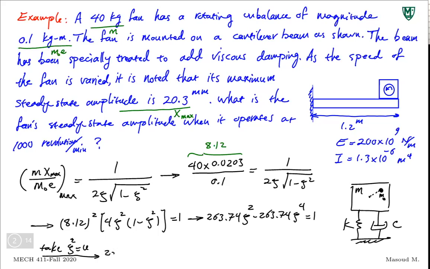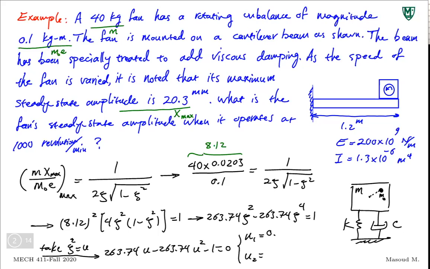It becomes 263.74 u squared minus 263.74 u minus 1 is equal to 0. So this is a 2nd degree polynomial. We can actually solve this. You can find the roots for that. If you find the roots, let's call them, for instance, u1 and u2, the 2 roots of that.